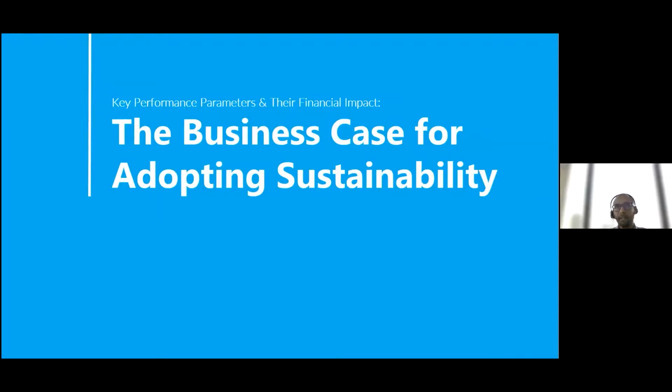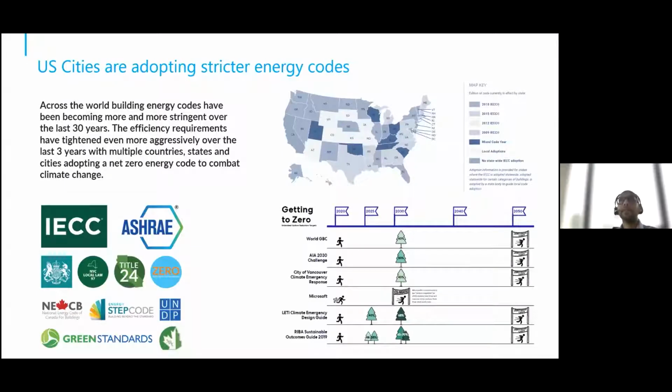Perfect. So the very first thing we want to go through is making the business case for adopting sustainability. We all know that US cities are adopting stricter and more stringent energy codes. We have seen the codes getting more stringent over the last 30 years, and I guess we have become more aggressive in the last 3 years. We are seeing all the states now adopting more and more recent versions of ASHRAE. So the codes are getting more and more stringent.